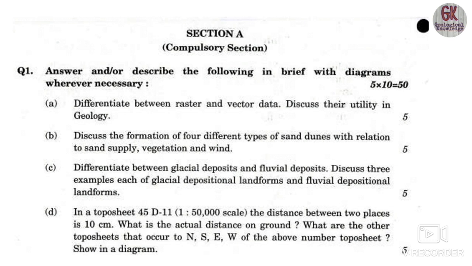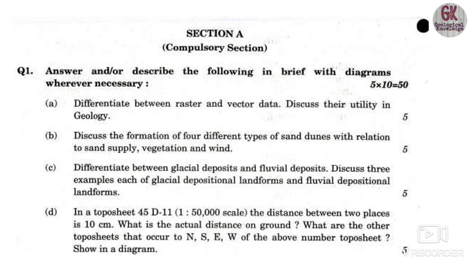So let's talk about the compulsory section or section A. The very first question deals with differentiating between raster and vector data and discussing their utility in geological studies. Raster and vector data, if you have studied remote sensing, you would have read about data interpretation or how data has been represented. What are the ways to represent the data? There are two methods, the vector data and the raster data. That is described, or shown, in polygons.